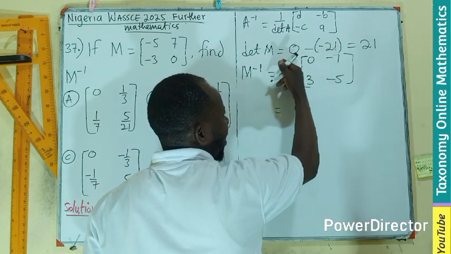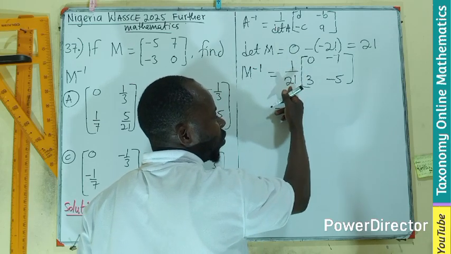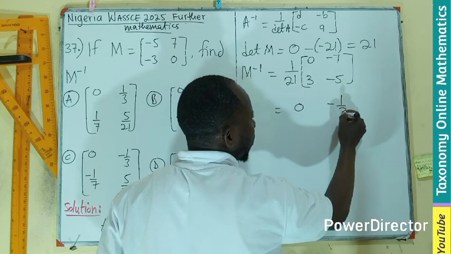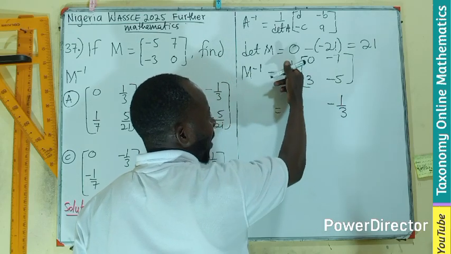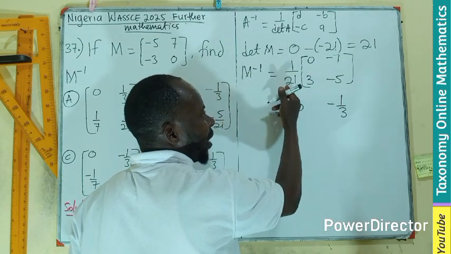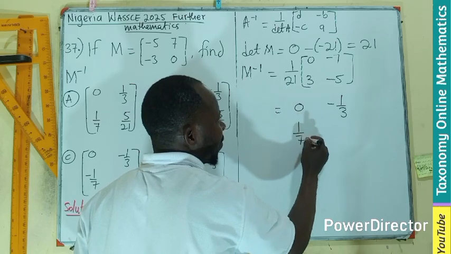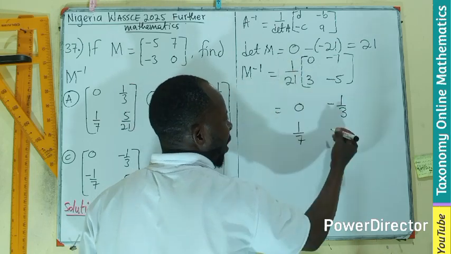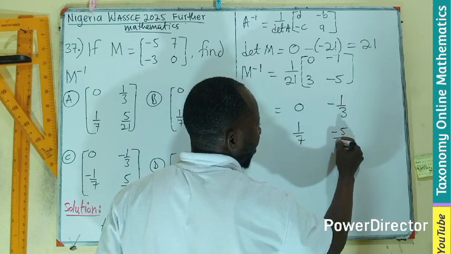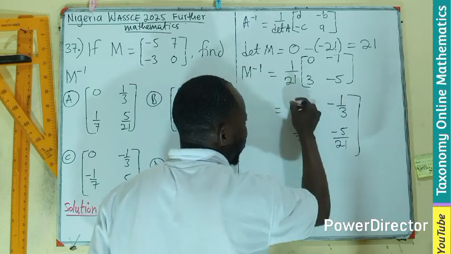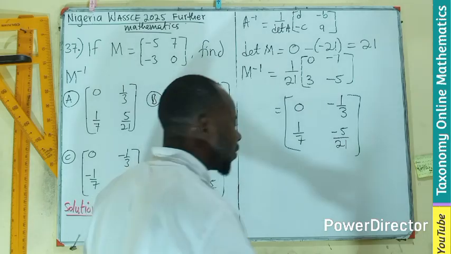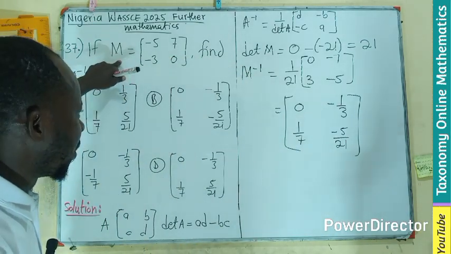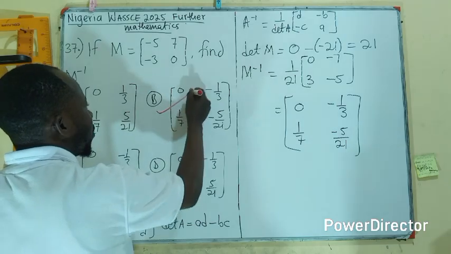If you multiply here, negative 7 over 21, 7 can go here 3 times. So negative 1 on 3. If you multiply this, 3 over 21, 3 goes here 7. So 1 over 7. This will become negative 5 over 21, which doesn't have a factor to be simplified. So this becomes the inverse of the matrix M. And in our options, that will be option B.